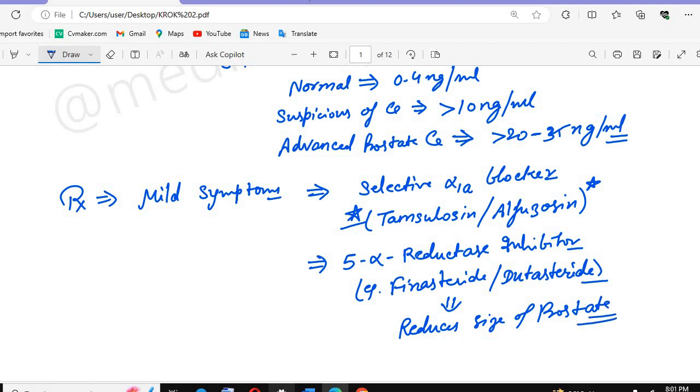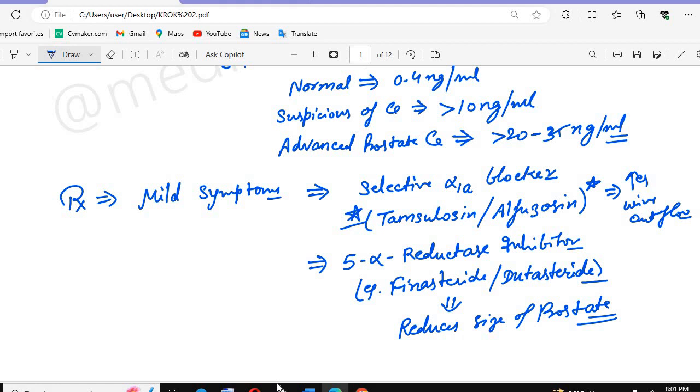Remember this thing: tamsulosin increases the urine outflow. But if we want to prevent the growth also and reduce the size of the prostate, what will we give the patient? That is a 5-alpha reductase inhibitor, finasteride or dutasteride. Okay, so I hope you can remember these things.